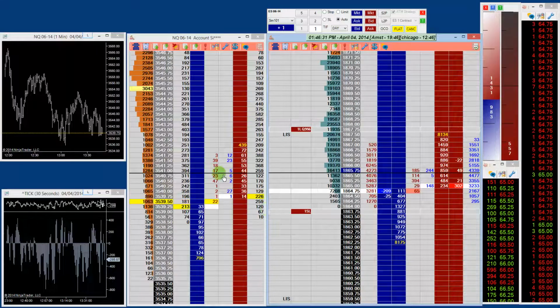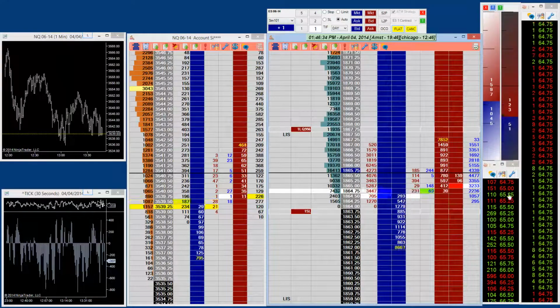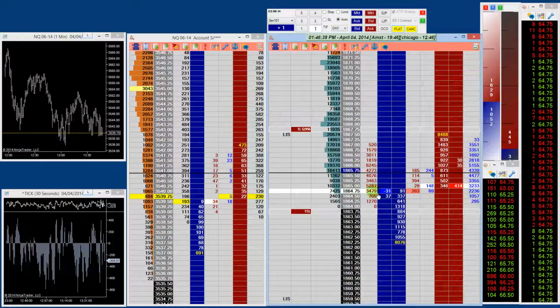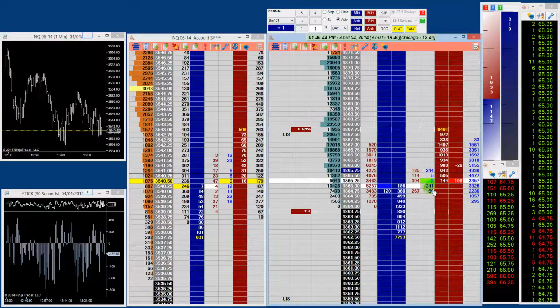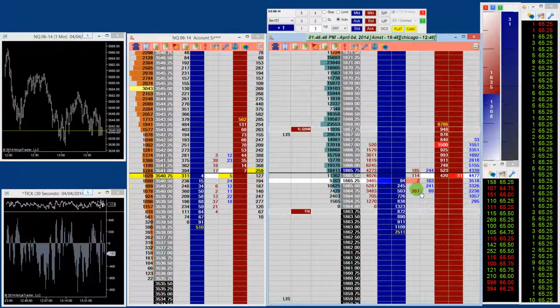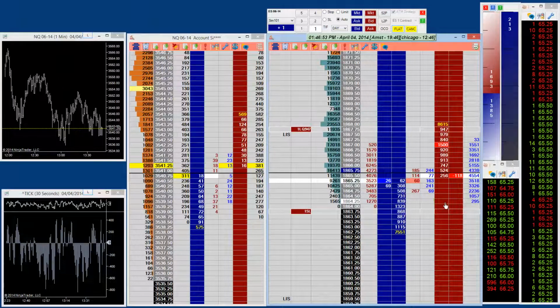The NASDAQ is below the black center line. I've got more selling, 64.75. Okay, they didn't get their tick down yet. Okay, buyers came back at 65. Let's see what they do. Okay, give the buyers a chance. They came at 65.25. They got a tick up. Can they hold it?